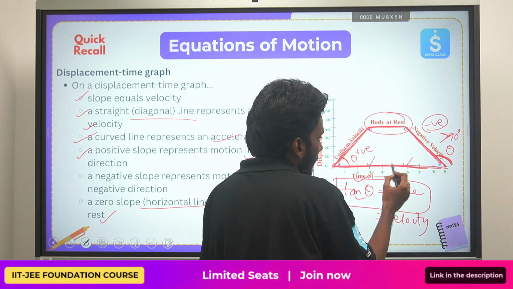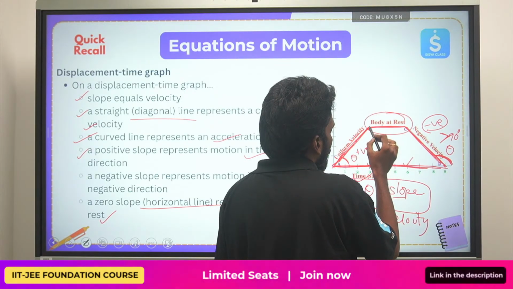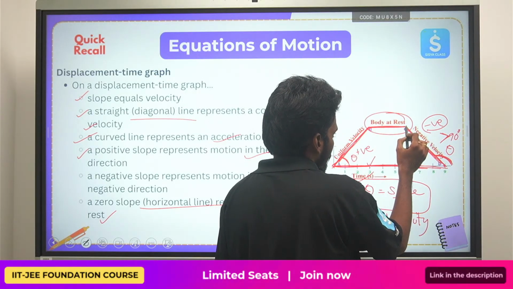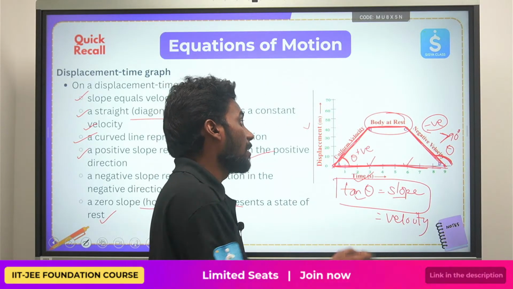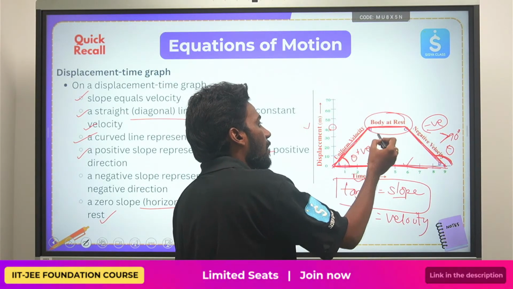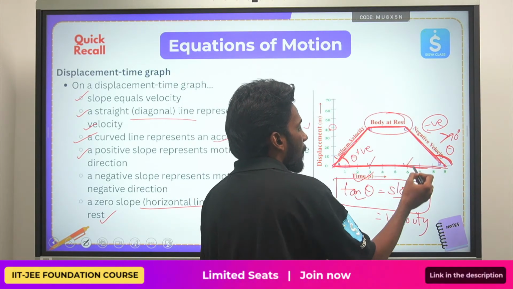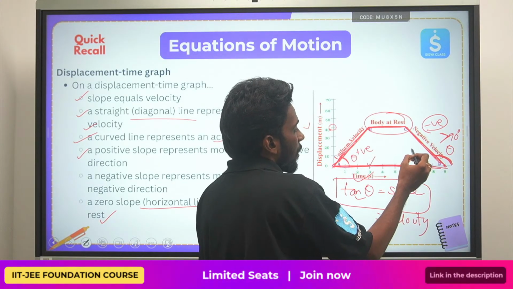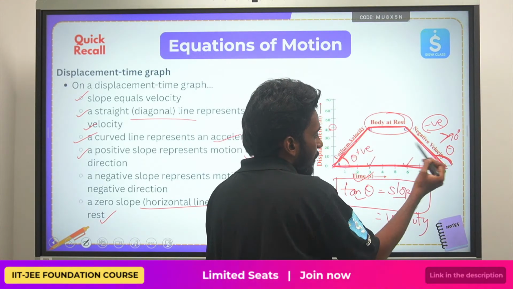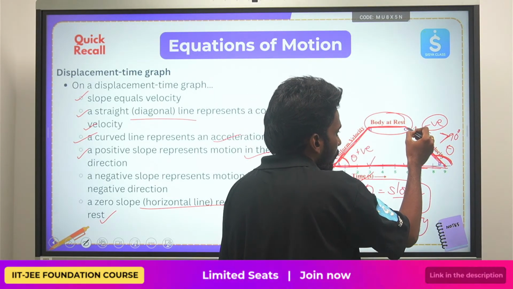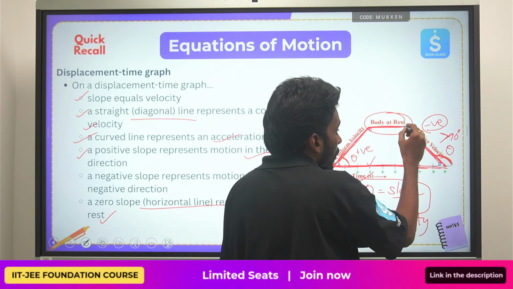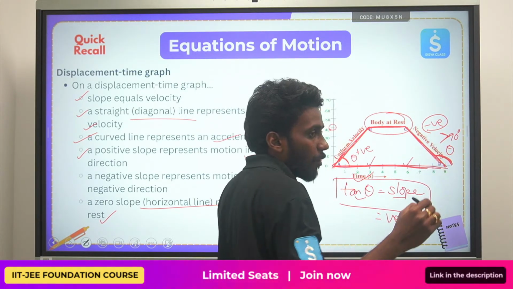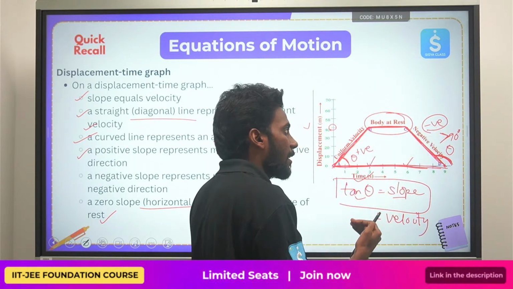From the third second to the sixth second, the body remained at rest because there is no velocity, right? The body remained at rest at the 40-meter mark up to the sixth second. Now after the sixth second, the body started to move again because the slope continued downward. It means there is a velocity for this body, and the velocity is now in the reverse direction.